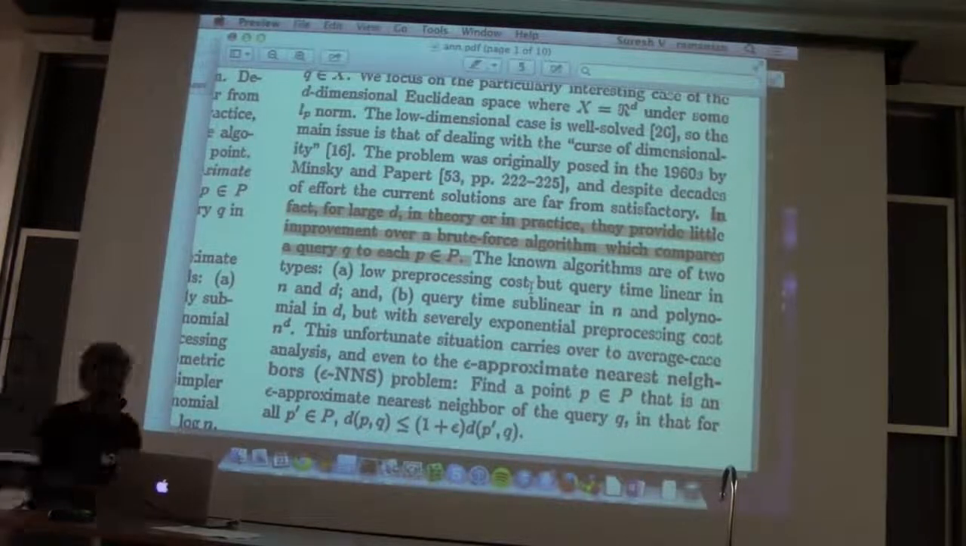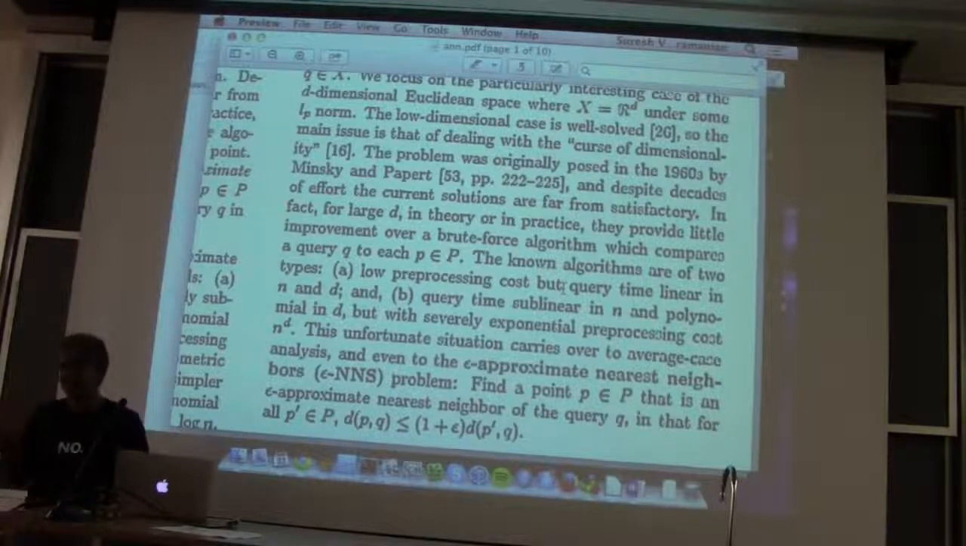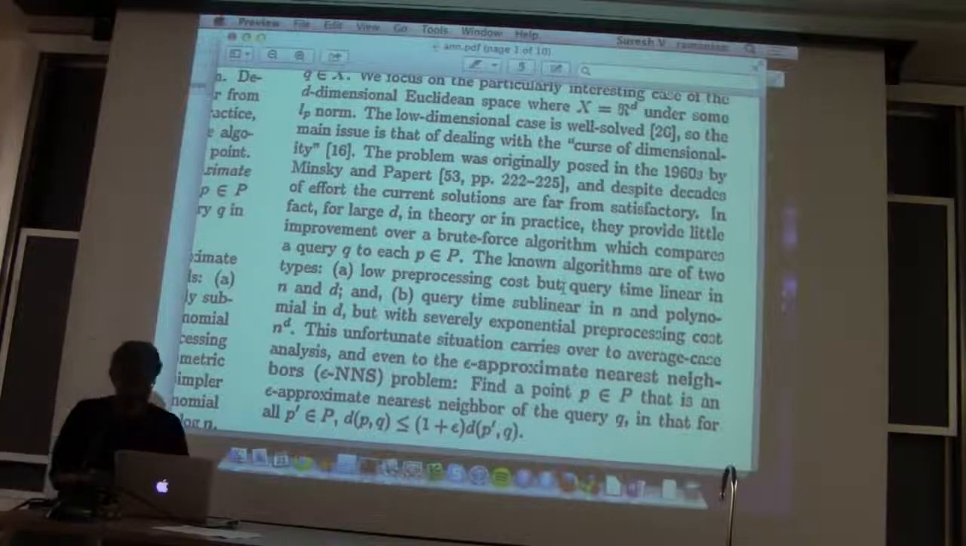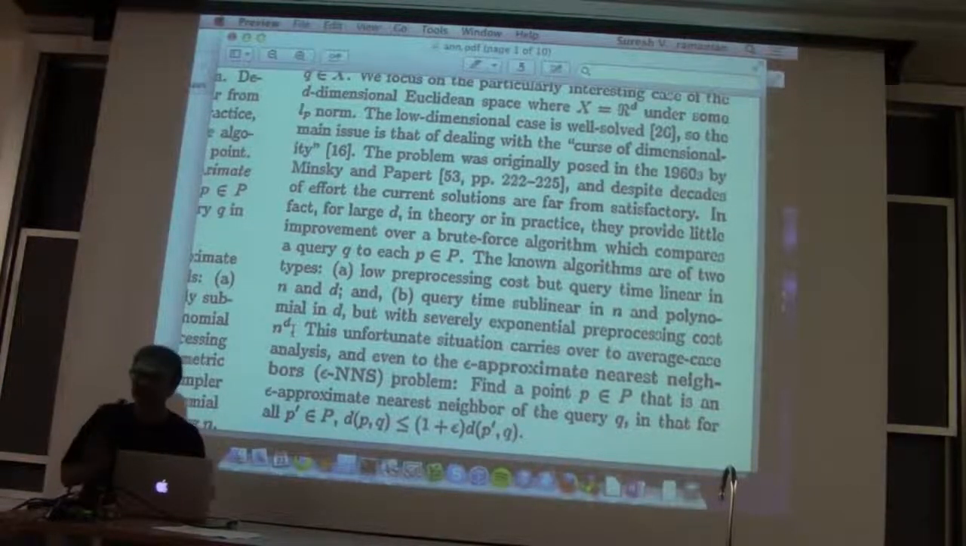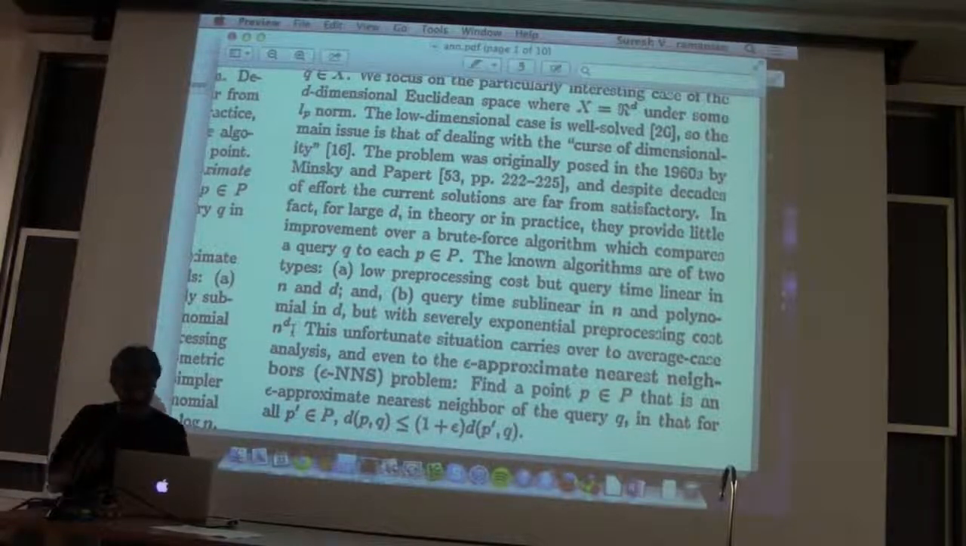But so it says low pre-processing cost, but query time linear in n, p. So we know how to get query time linear in n, p. We just do brute force. And they're saying that's a bad one. Known algorithms are of that kind. That seems not very interesting. Or query time sublinear in n and polynomial in d, with severely exponential pre-processing cost n to the d. Yeah, let's try to parse the sentence because this seems like it might be important. It's important because they're saying we're going to improve the running times. We need to understand what these running times are. So they're saying something has exponential pre-processing cost n to the d.